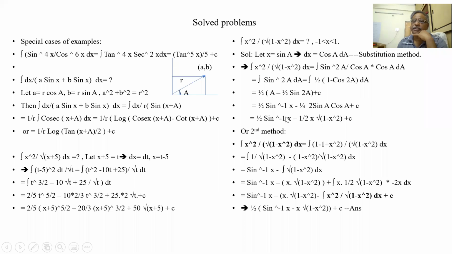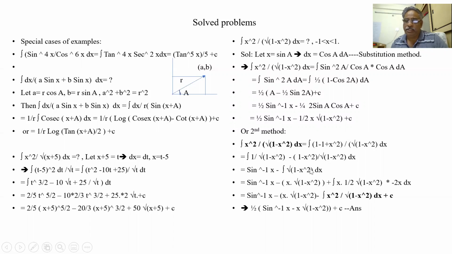So how have I proceeded here? x square by square root of 1 minus x square. I know 1 by square root of 1 minus x square will give me sine inverse x, but I have to simplify x square also. The second method: suppose I am adding 1 and subtracting 1, so 1 minus 1 plus x square. So I can write 1 by square root of 1 minus x square minus of 1 minus x square by square root of 1 minus x square. The first is directly sine inverse x, minus root of 1 minus x square dx.